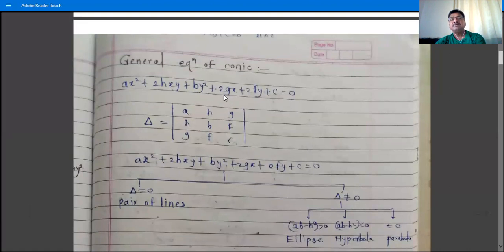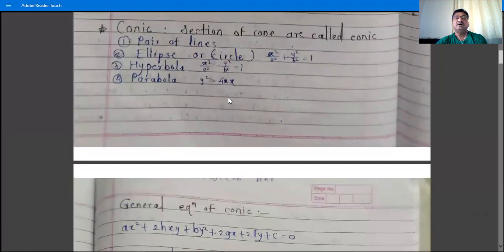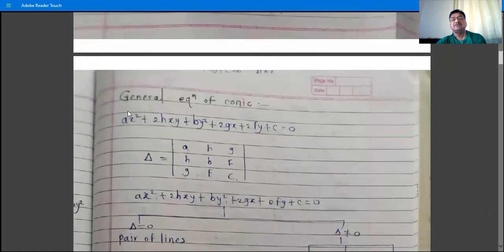Okay. So the general equation of a conic is of this form: ax² + 2hxy + by² + 2gx + 2fy + c = 0. This is the general equation of a conic. It means it is a general equation of a parabola, a hyperbola, an ellipse, a circle, and a pair of lines. So all these sections of cones are represented by this equation. This equation represents either a parabola, ellipse, hyperbola, circle, or pair of lines.